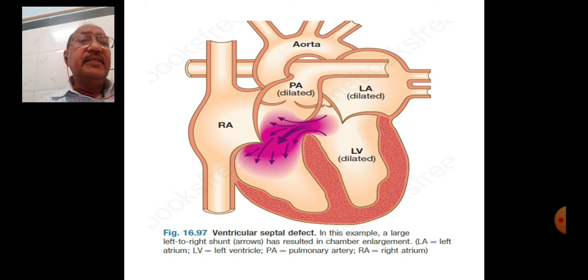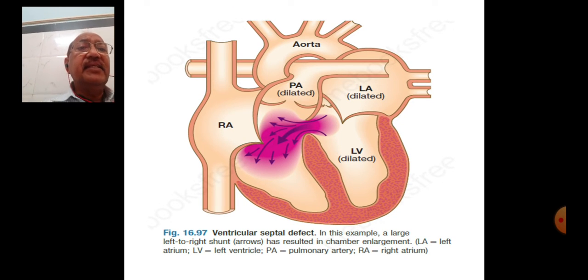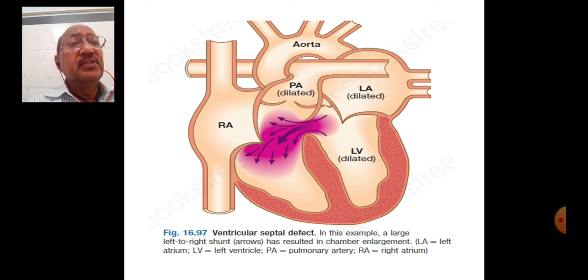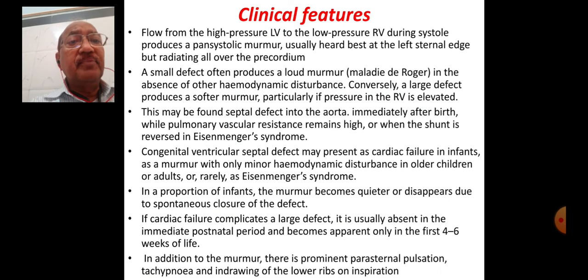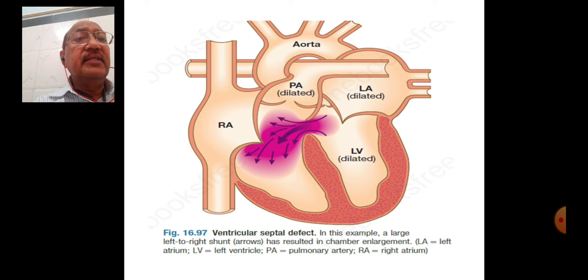As depicted here, you can nicely see in this cartoon that this is your interventricular septum, this is your left ventricle, this is your right ventricle, and there is a defect in the septum in the perimembranous area, and there is a shunt going from left ventricle into the right ventricle.